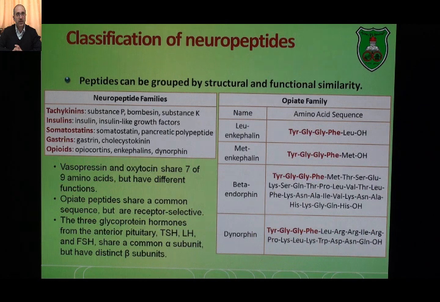Now, you have two neuropeptides like vasopressin and oxytocin. They share 7 out of 9 amino acids, but they have totally different functions. And these two different amino acids, regardless of what they are, give this distinct function for each one of them. Now, I talked about the opiate peptides. They share a common sequence, but they bind to different receptors. And we have also glycoprotein hormones like the thyroid stimulating hormone or the luteinizing hormone and the follicle stimulating hormone. They have the same alpha subunit, but they have a different beta subunit, and that's what gives them their certain structure and function as well.